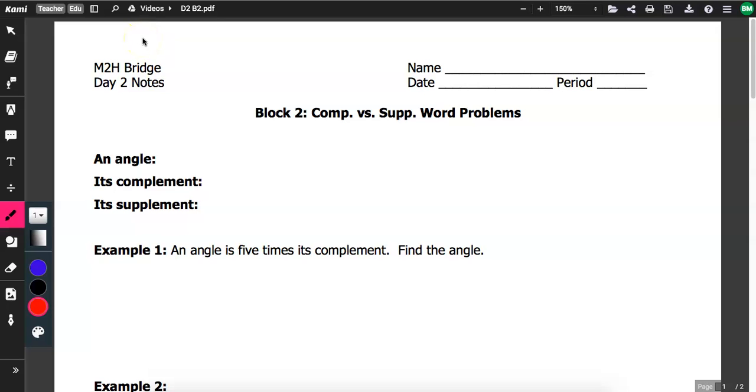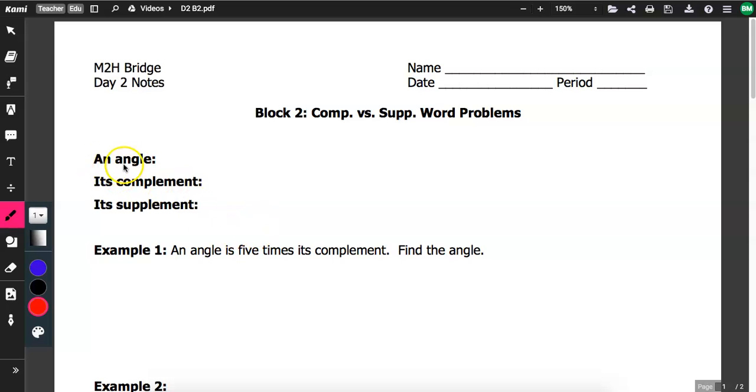All right, we're on day 2, block 2 notes. So we're going to continue looking at complementary and supplementary, but in this set of notes, we're looking at word problems. So we'll work through a bunch together, and then you'll have some practice to do on your own. When we're looking at word problems involving complementary and supplementary, usually there's kind of 3 phrases you'll see.